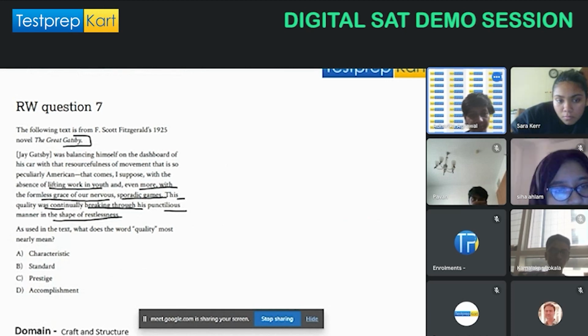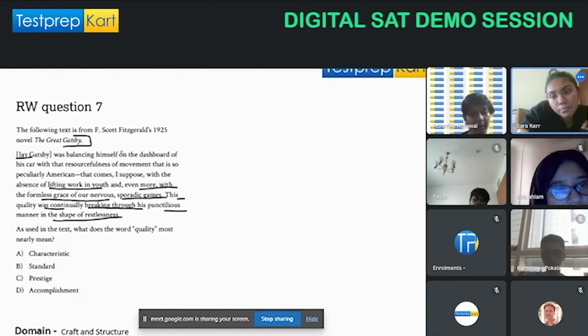Okay. So now they are talking about Jay. Jay was balancing himself on the dashboard. You all know the meaning of dashboard of a car, right? Okay. So the question is asking, what does the word quality most nearly mean? Here they have mentioned this quality.